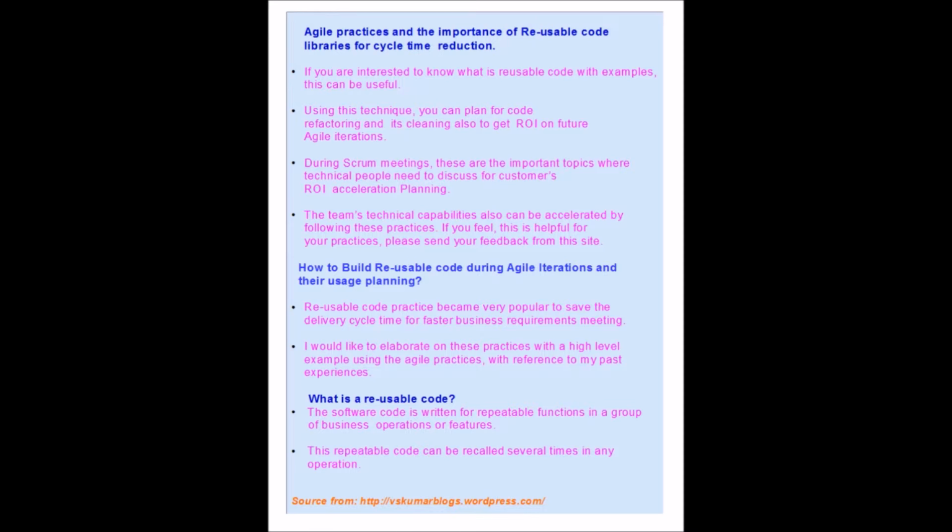The reusable code practices became very popular to save the delivery time cycle time also for faster business requirements meeting. So as we have been discussed, so many times reusable code can be used and it can save for multiple sprint cycle time also. I would like to elaborate on these practices with a high level example using Agile practices with reference to my past experiences. And what is a reusable code? Let us have an introduction.